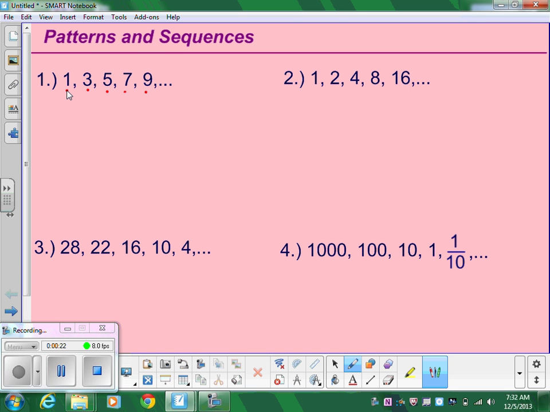If we were to start with this first piece, the 1, how could we go from 1 to 3? Well, to go from 1 to 3, we notice that all we have to do is add 2.